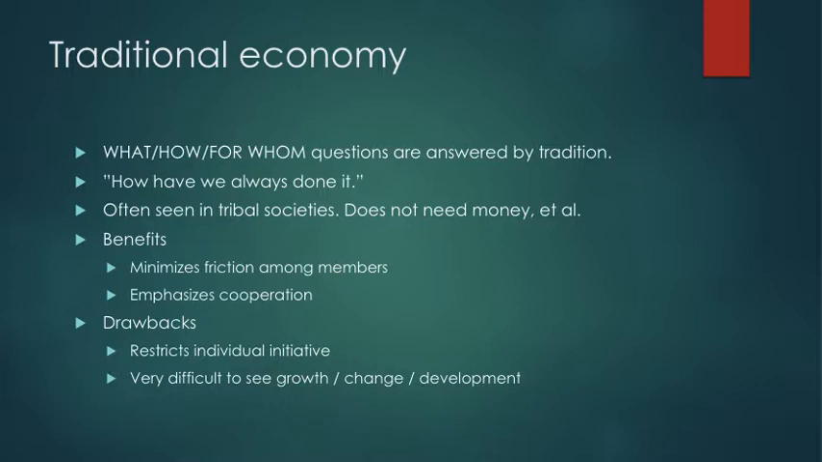So, for example, the person who killed an animal would get the best choice cuts of the meat, and then maybe the chiefs of the tribe would get the next best choice of cuts of the meat, and then things would be distributed according to a predetermined order. And so in a traditional economy, the one thing about it is that everybody kind of knows their role, but it does not lead to a whole lot of growth.